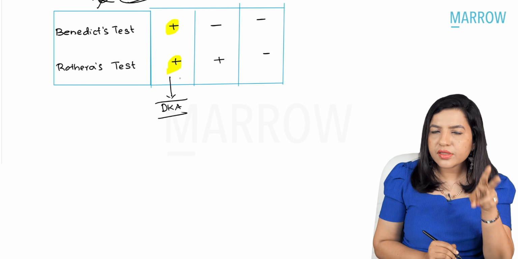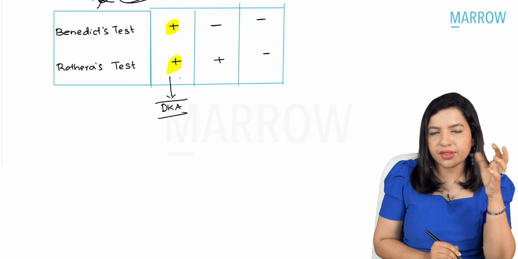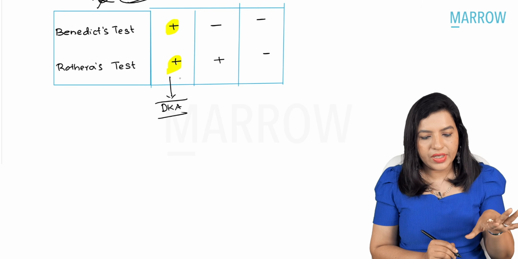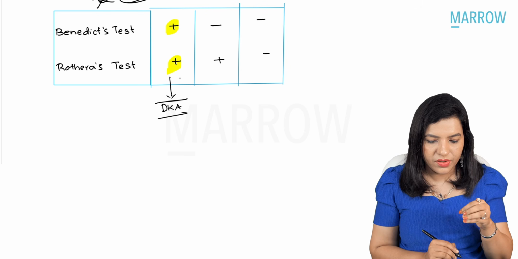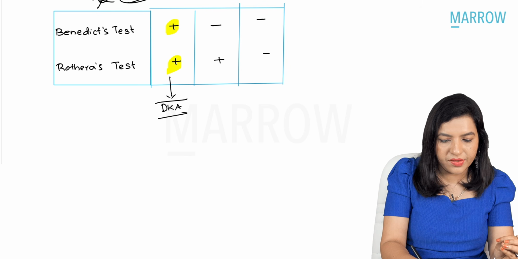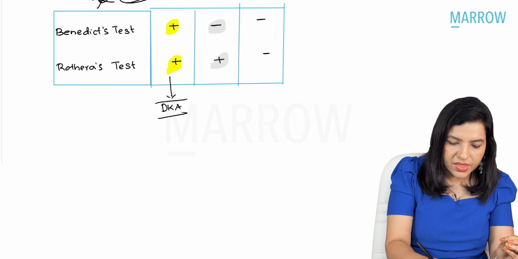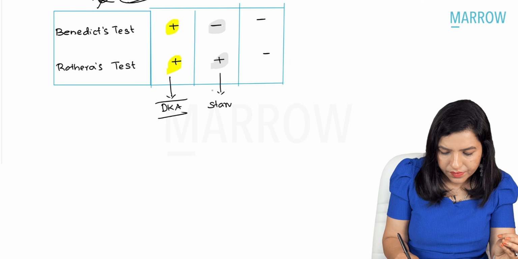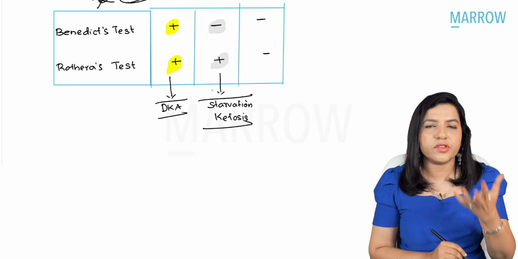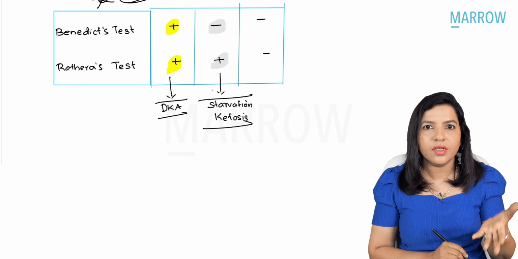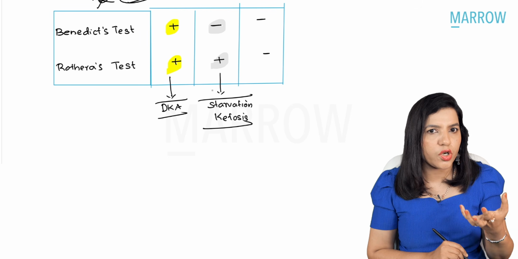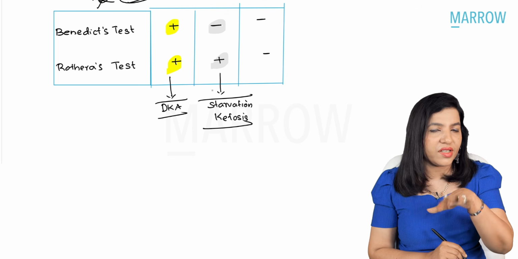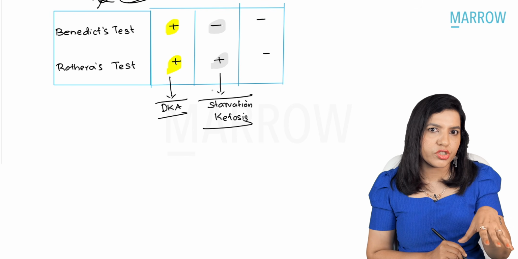Okay. Another scenario, if it's given that Benedict's test is negative but Rothera's test is positive, then what is it? If this is the case, then it should be starvation ketosis. Okay, so after a hunger strike, a patient is brought, Benedict's test is negative, Rothera's test is positive. So that is starvation ketosis.